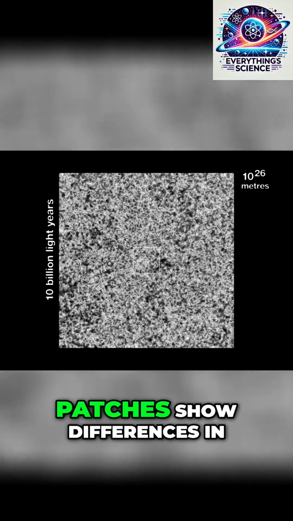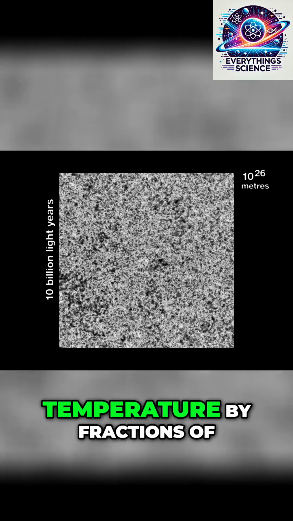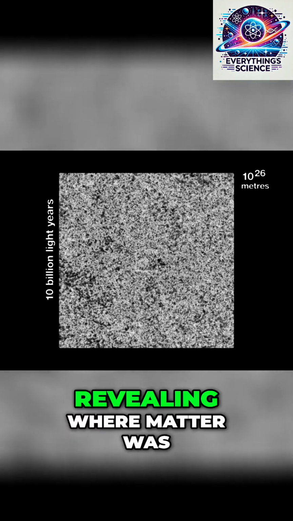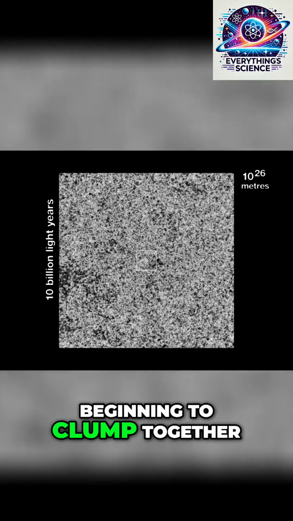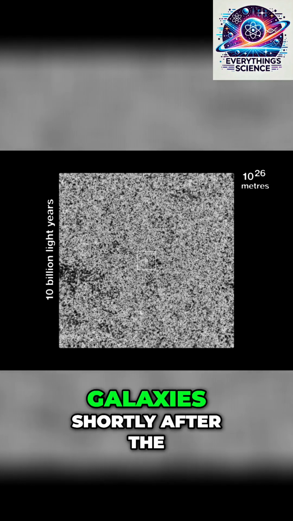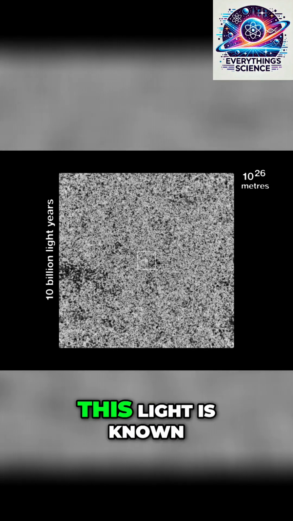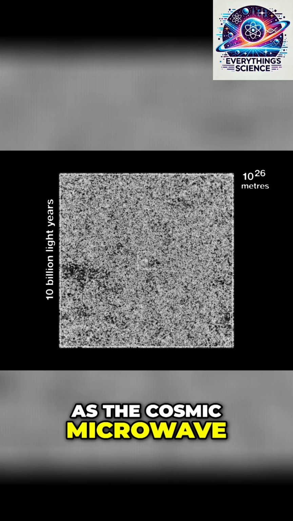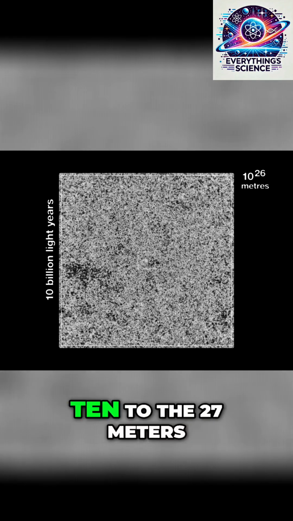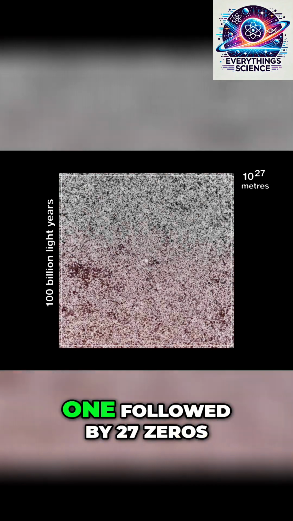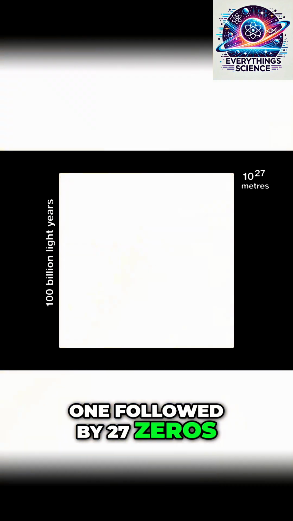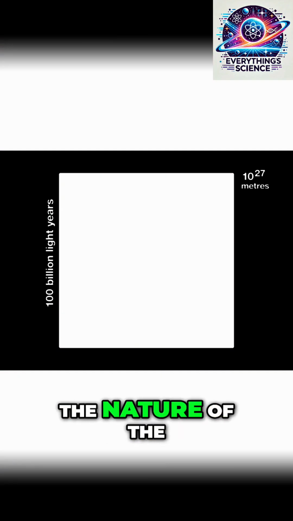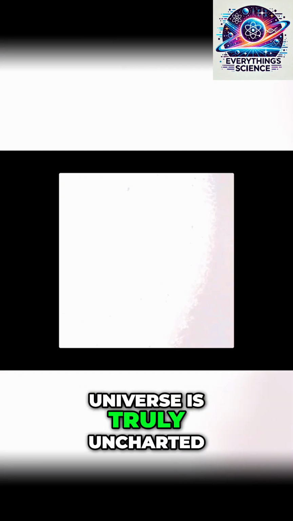The light and dark patches show differences in temperature by fractions of a degree, revealing where matter was beginning to clump together to form the first galaxies shortly after the Big Bang. This light is known as the cosmic microwave background radiation. 10 to the 27 meters, 1 followed by 27 zeros. Beyond this point, the nature of the universe is truly uncharted and debated.